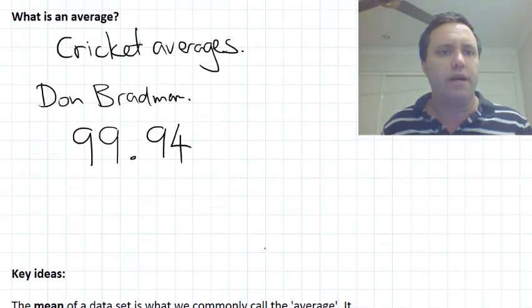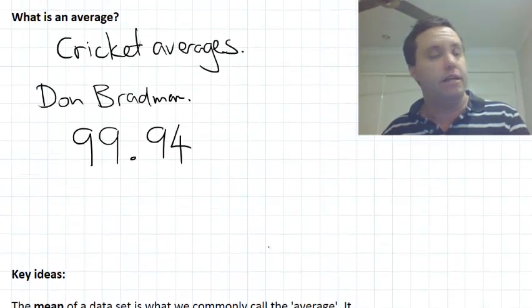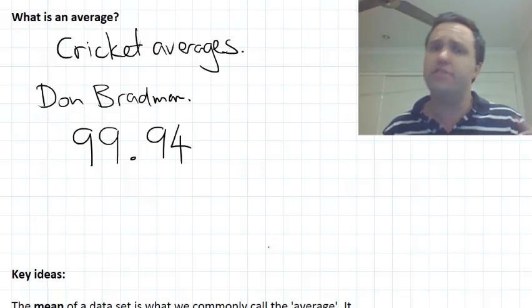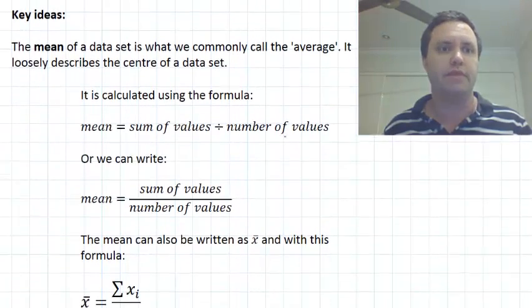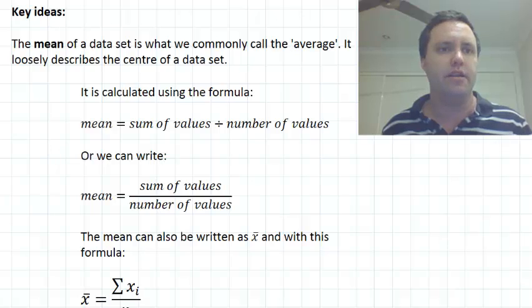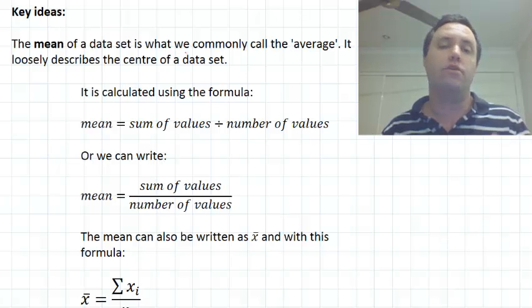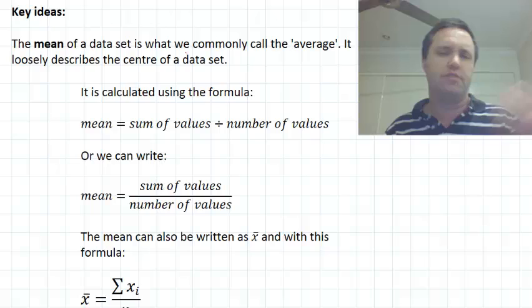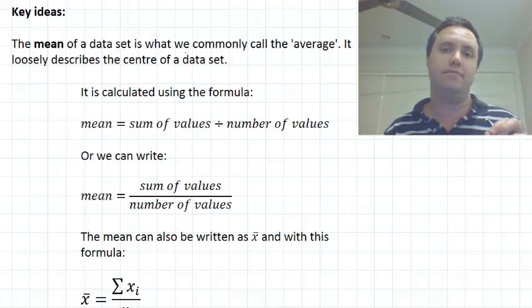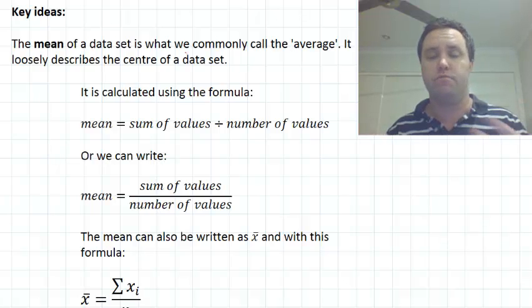Okay, so let's have a look at some of these key ideas. By the way, we're also going to be looking at median and mode, which are other ways of talking about the middle part of a data set. So the mean of a data set is what we commonly call, as I said before, the average. It loosely describes the centre of a data set. You'll see as we move through this that the mean isn't necessarily the best measurement of the centre of a data set, especially when certain things are the case.